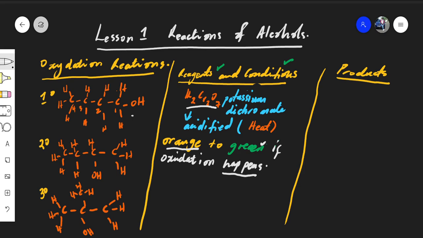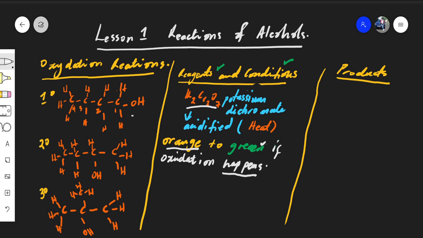This is one way of knowing. So it turns from orange to green. Potassium dichromate is actually orange. I wish I could find a better orange color. So it turns from orange to green if oxidation takes place.